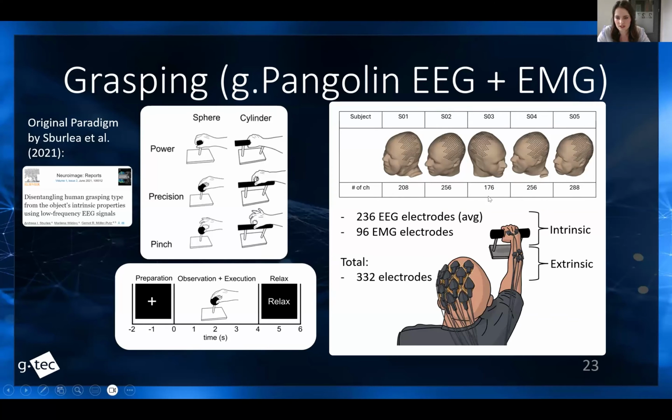And here you can also see a nice illustration of the paradigm we used when it's executed with the pangolin grips also.